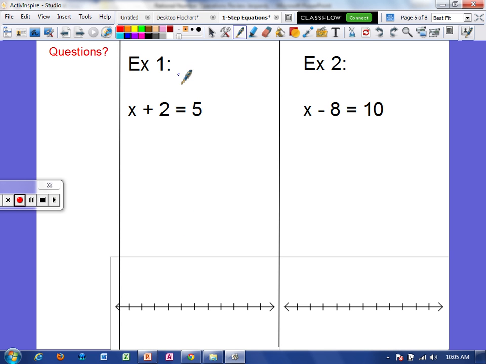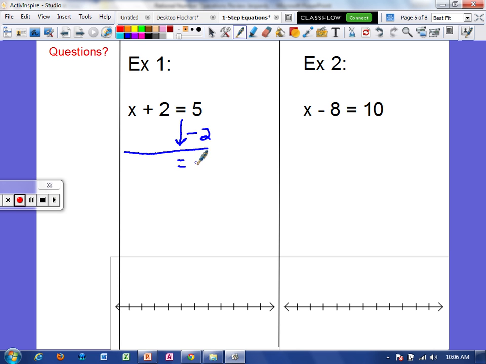Alright, example 1, x plus 2 equals 5. So something plus 2 equals 5. So what I'm going to do is separate the left and the right side of the equation, and bring down my equal sign. So here's our left side, here is the right side. If the right side equals 5, I know that the left side also has to equal 5. So I need to figure out what can be added to 2 to give us 5. Since this is an addition problem, I know that I have to do 5 minus 2 to solve for the missing value. So I'm going to subtract 2.